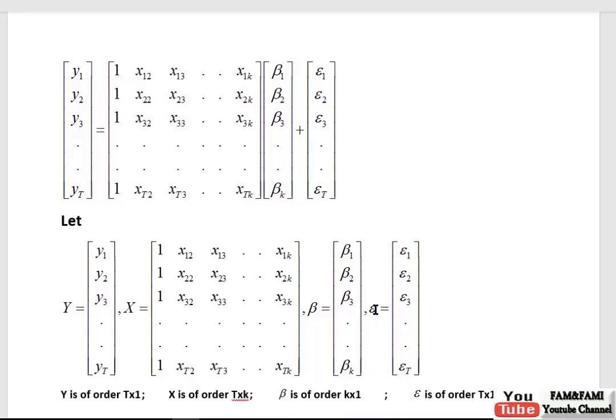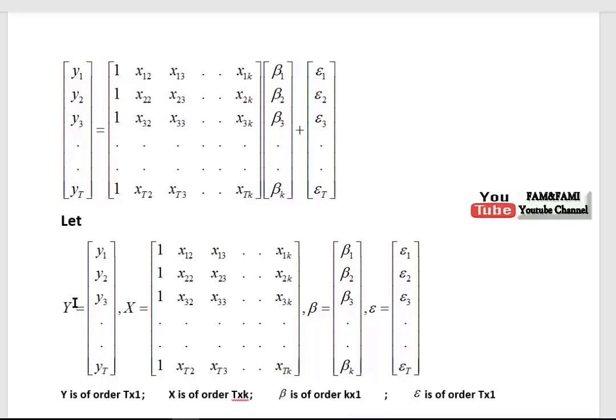Once we have this, please note that since we are now using matrices, in matrices order matters. So look at the order or dimension of this matrix. Order means number of rows multiplied with number of columns. If you look at this vector big Y, it has the first element y1, the second element y2, third element, and it contains t elements. It has only one column, and it has the first row y1, second row y2, third row y3 and the tth row. So the order of Y is t cross 1, t rows and 1 column.